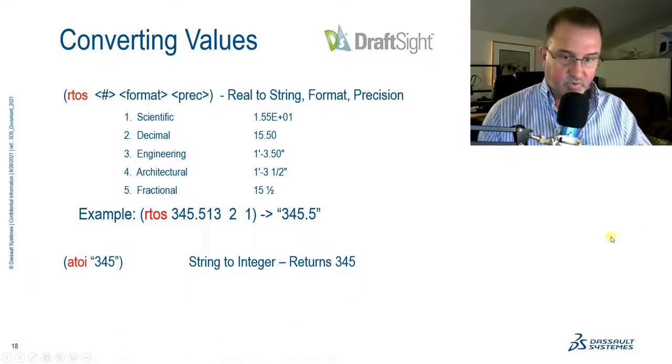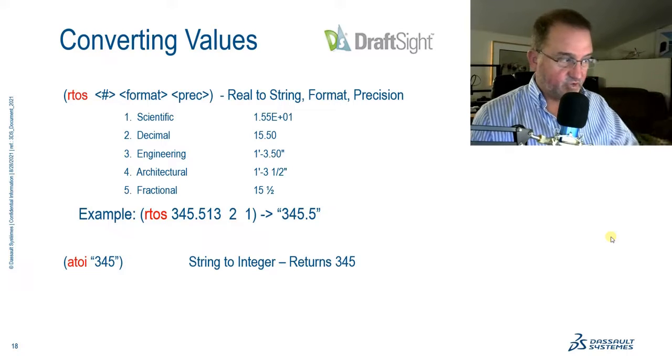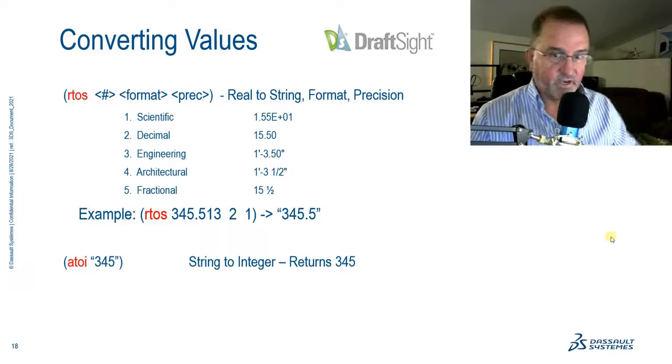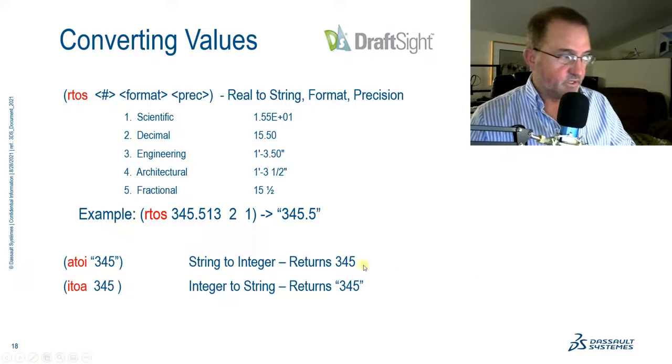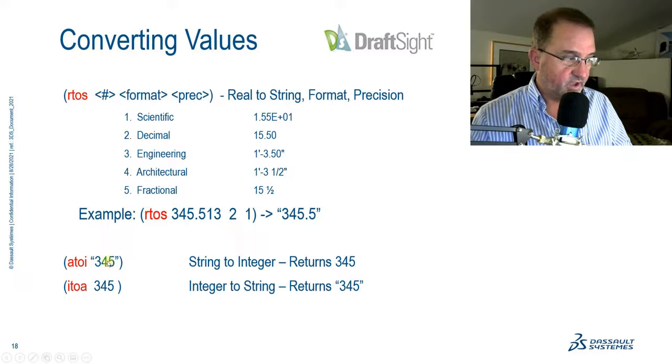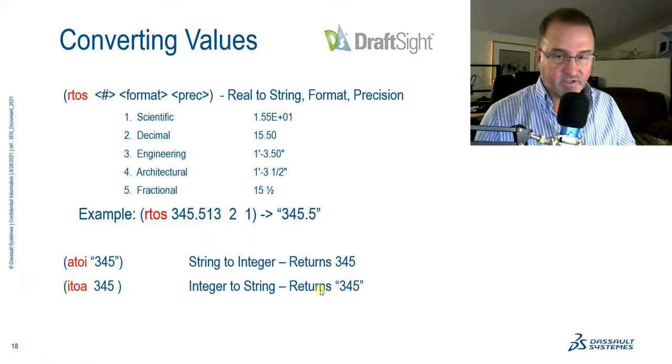The next example is A to I, which is taking a string and returning an integer. The opposite of that is I to A, which is taking an integer and returning it as a string. So if I say A to I 345 as the string, or whatever the variable is that's a string, it's going to return that integer and vice versa. Now, one of the things I find challenging with Lisp is the fact that I believe that whoever wrote these functions wasn't the same person.